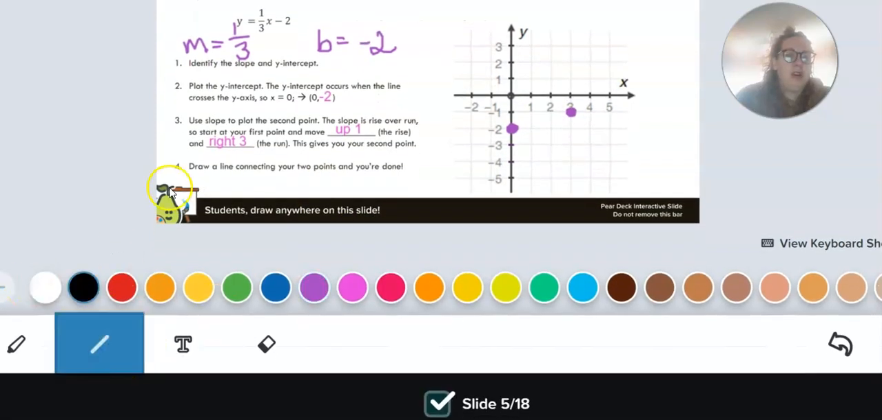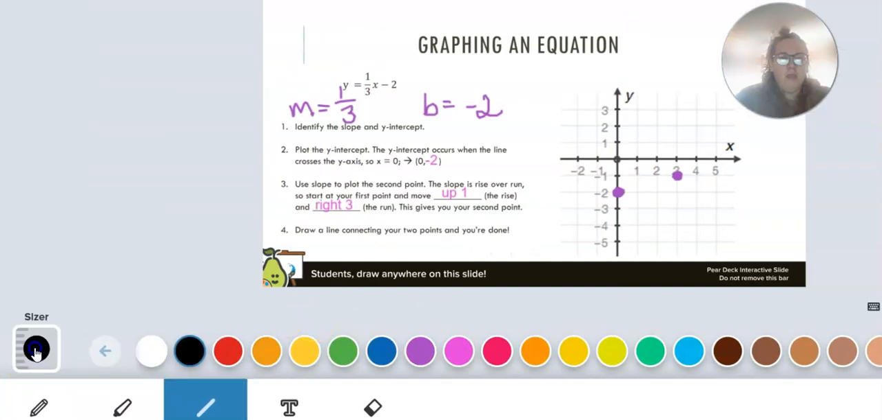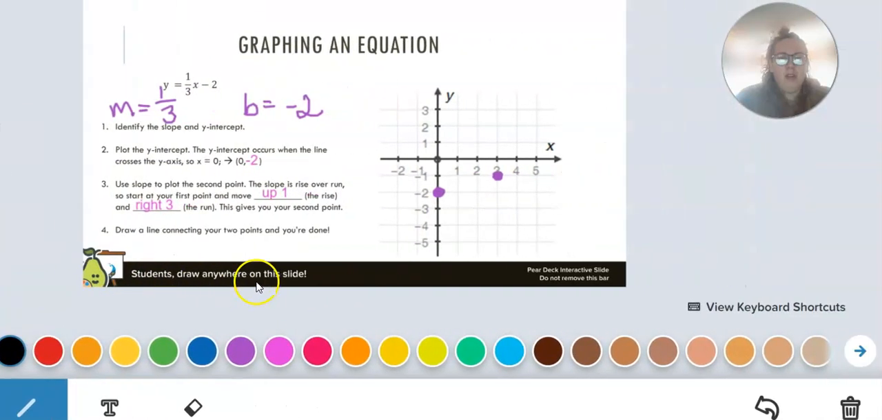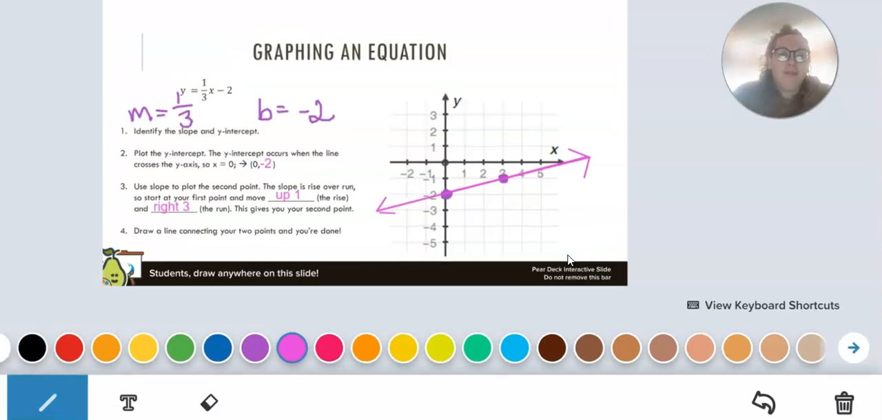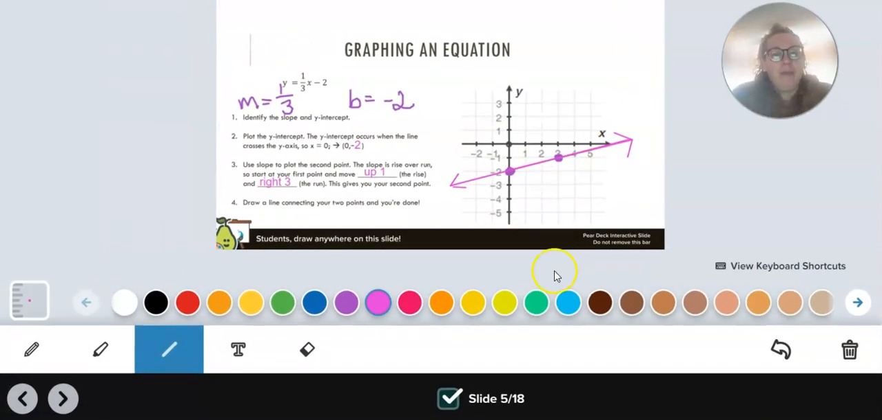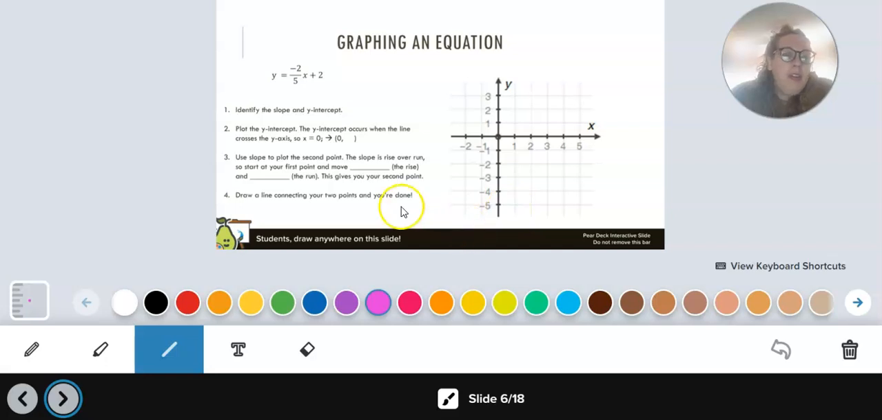Then we will draw a line. I'm just going to make this smaller, connecting these points. I always extend my line and I put arrows on the end. Beautiful. There's our first graphed equation. After you have graphed that, push ahead to slide 6. We'll look at another one.